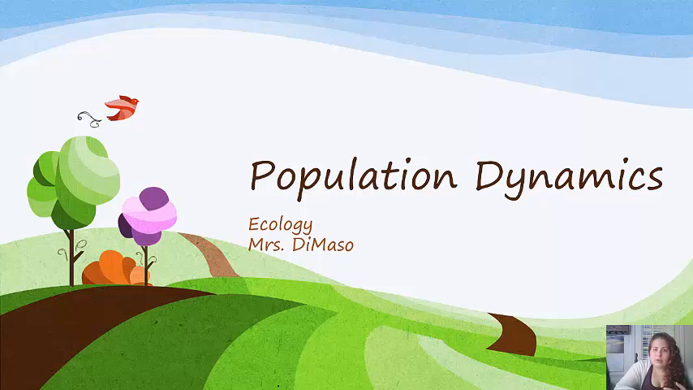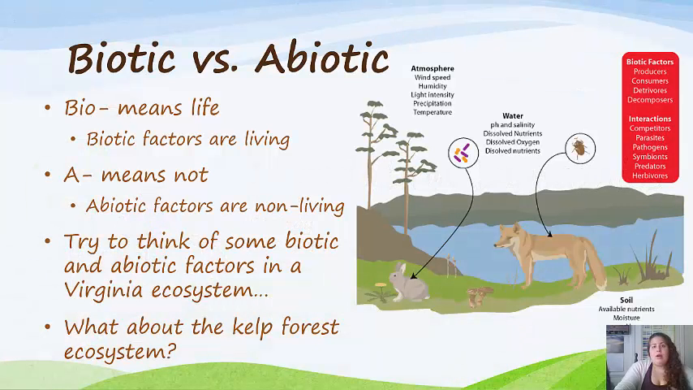So this is going to go over essentially what we learned in our Oh Dear lab today. And the first thing that I wanted to review with you are the two terms biotic and abiotic. You probably learned these in middle school, but let's review one quick moment. Bio means life, and A means not. So biotic factors are the living factors of an ecosystem, and abiotic factors are the non-living aspects of an ecosystem.